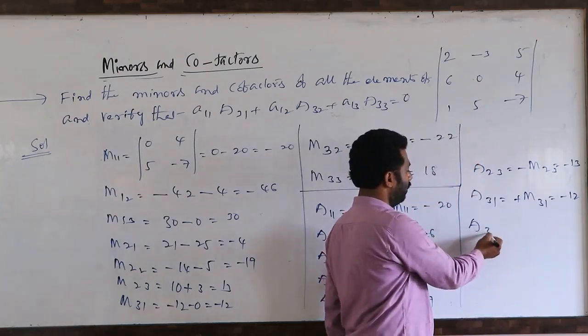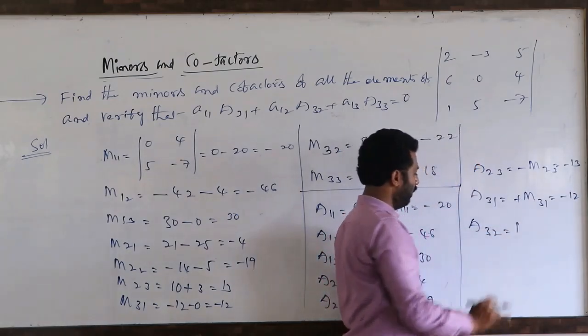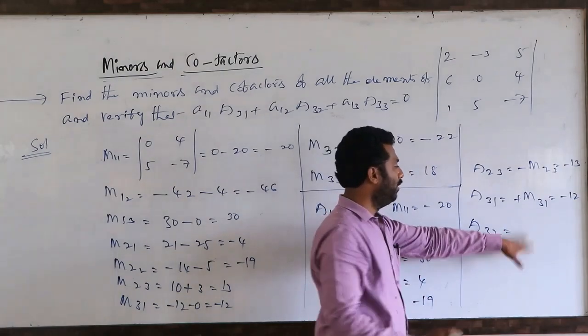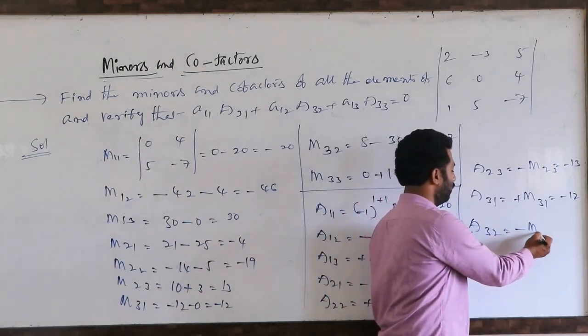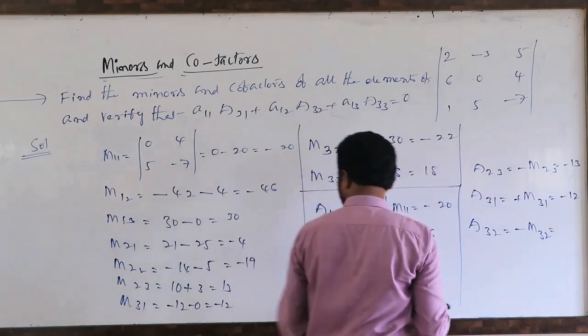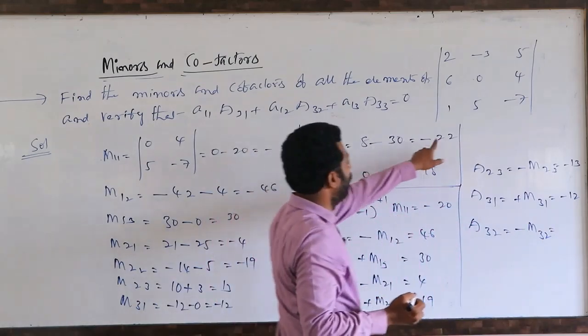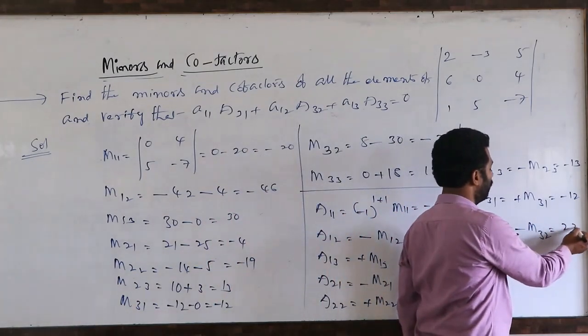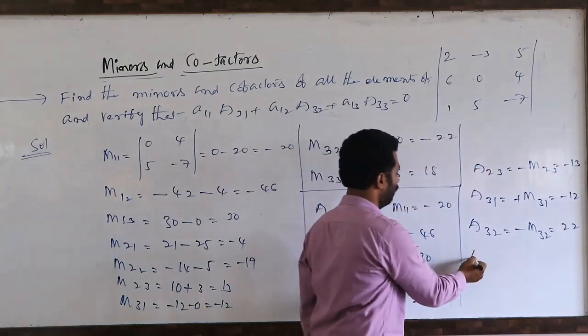Then A32. 3 plus 2 is 5, and 5 means minus. That is M32. What is M32? Minus 22. Already minus is there, so this becomes plus 22.